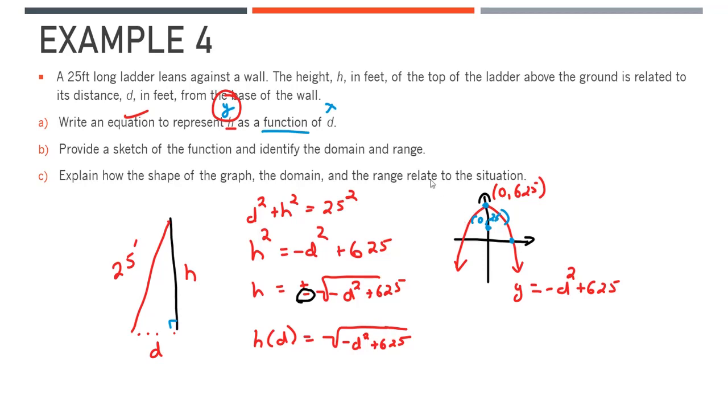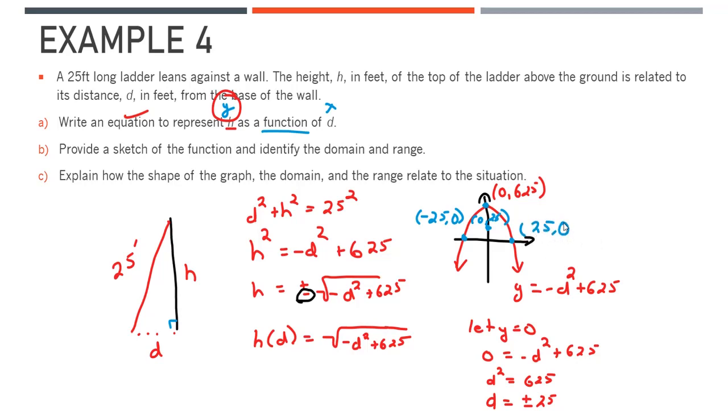Now we do have to find our x-intercept then. So I'm going to let y equal 0, and I'm going to take this equation and just solve for what d would be in that case. So negative d squared plus 625, add d squared to both sides, and then square root both sides. Now you're going to see that we get plus or minus 25, which does make sense because right here would be our negative 25, 0, and this would be our 25, 0.